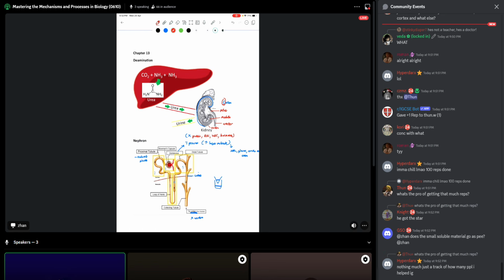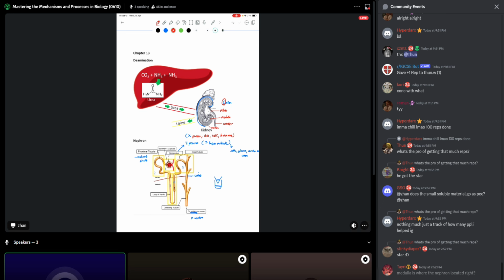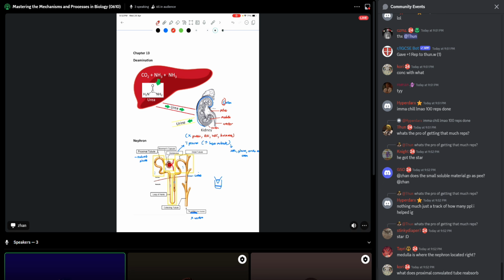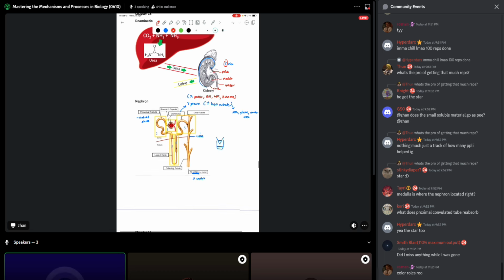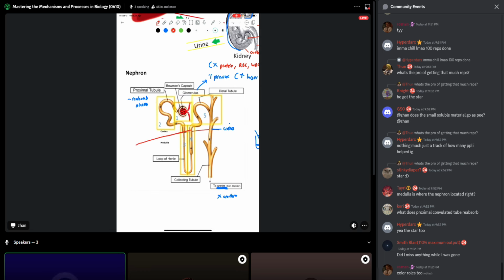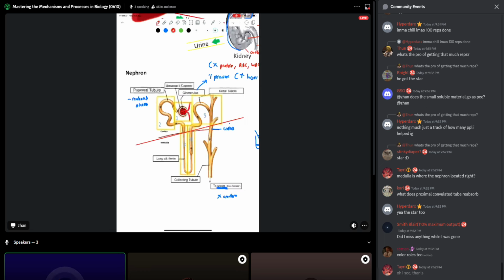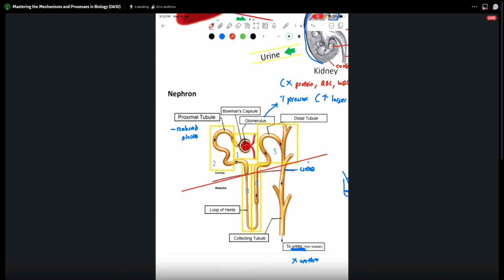Does the small soluble pass? Yes, some salts and water all pass. The nephron is partially in the medulla and also in the cortex; it's in both. Basically, I put in this intersect as a separation. The top part is the cortex, the bottom part is the medulla. So the loop of Henle will stretch down to the medulla.